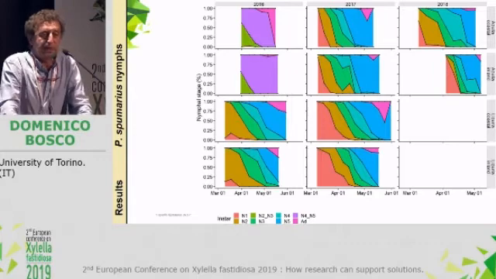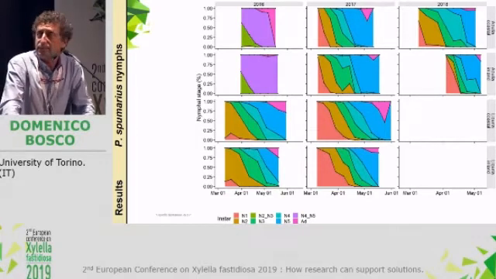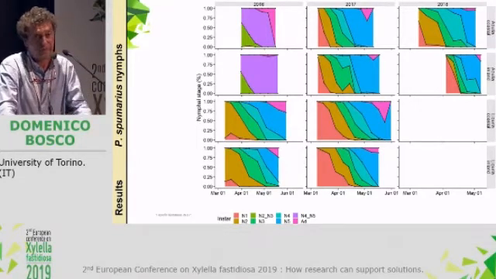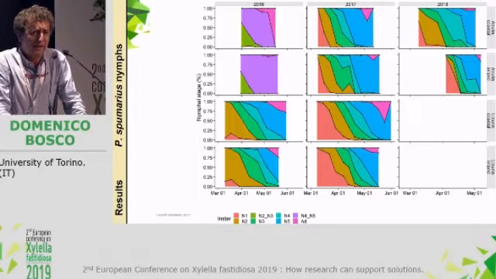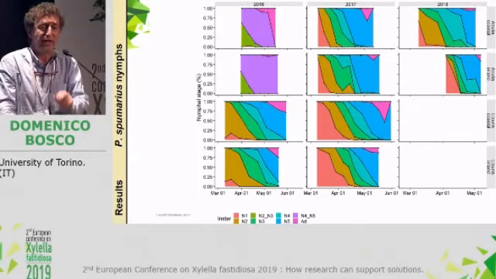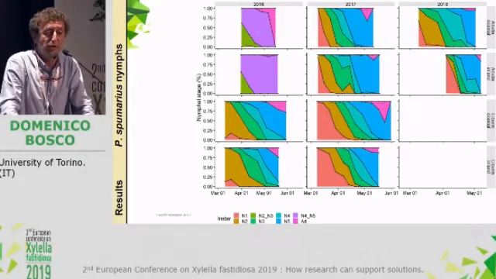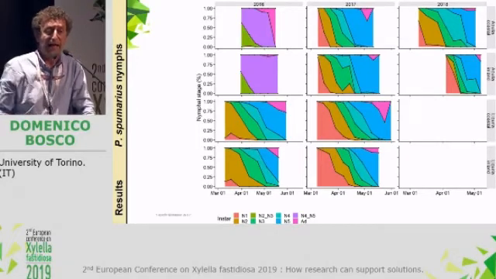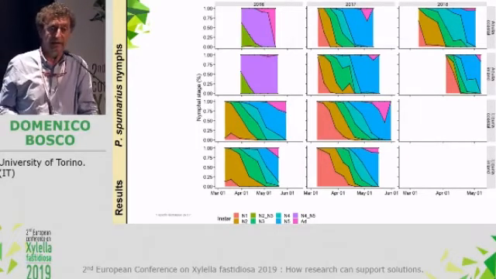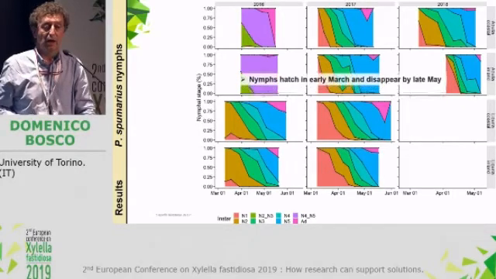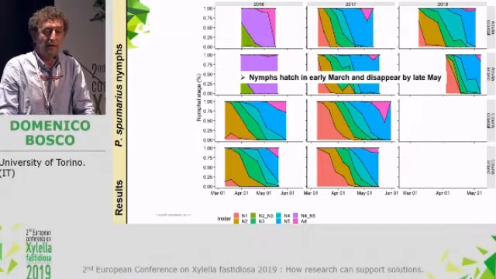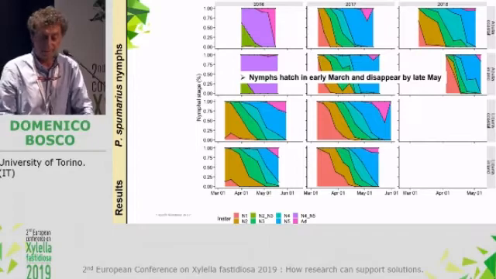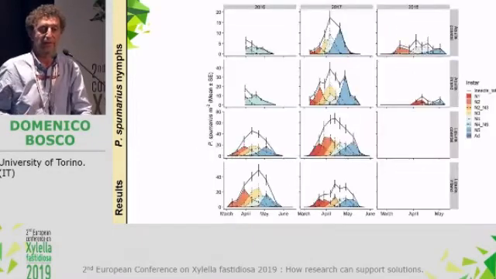and alternative woody hosts for the spittlebugs, shrubs and trees that were inside or surrounding the olive trees. Going to the results, here we can see the stage-structured population. Each color corresponds to a different life stage. This is the stage-structured population of Philaenus spumarius nymphs, in the Apulia region on the top and in the Liguria region on the bottom. Although the 2 regions are quite distant, at different latitudes, we can see that the periods of development really overlap, and nymphs hatch in early March and disappear by late May, globally considered.